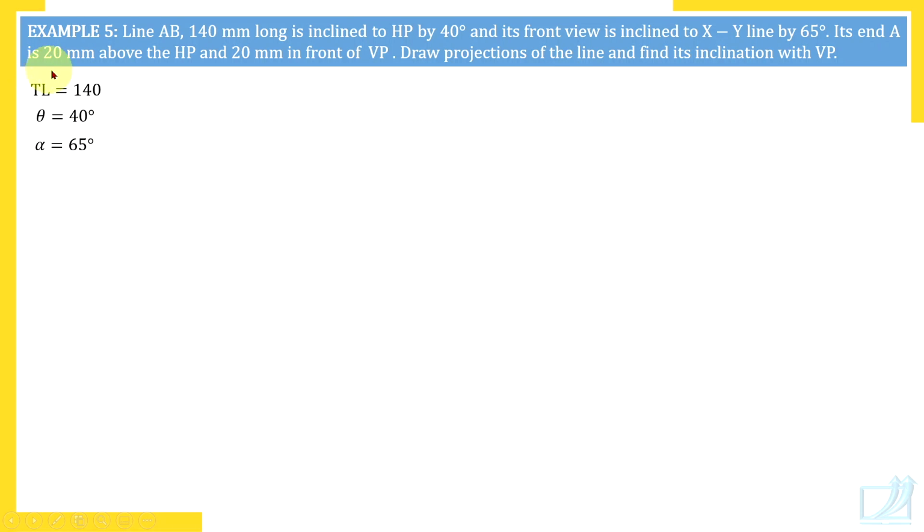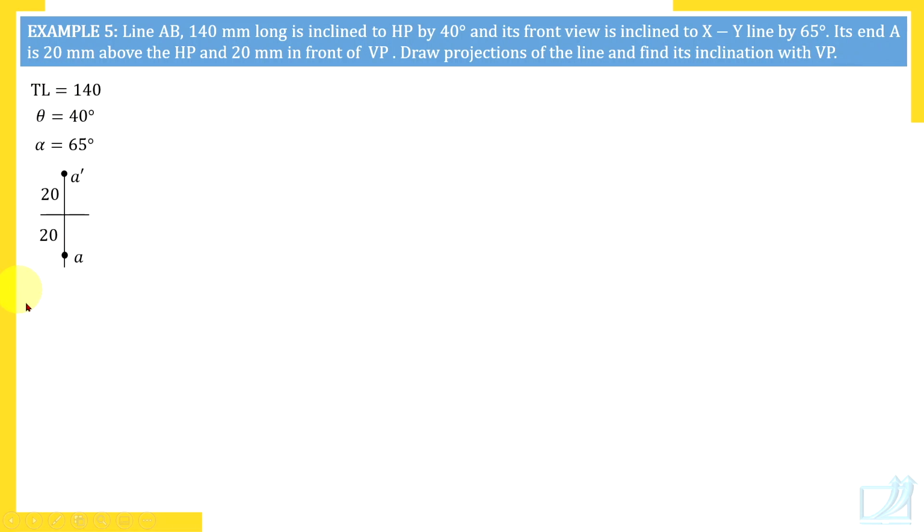Its end A is 20 millimeters above HP and 20 millimeters in front of VP. So let's write that data here. This horizontal line indicates XY line, and 20 millimeters above HP, so measure 20 millimeters above XY line. And front view gives distance from HP, so that is A dash. And 20 millimeters in front of VP, so measure 20 millimeters in front of XY line. It is distance from VP, so the top view gives that distance. Draw projections of the line and find its inclination with VP.